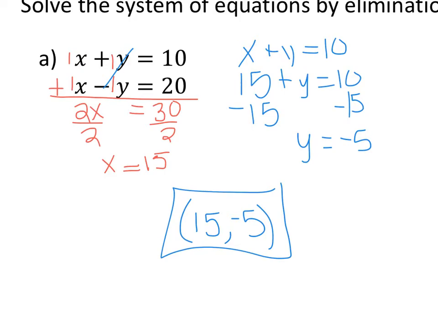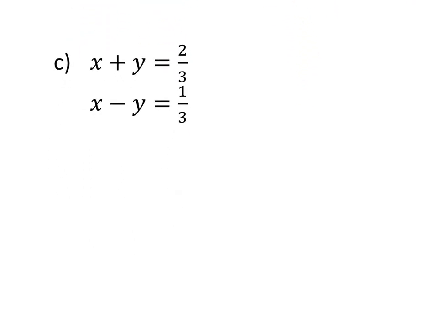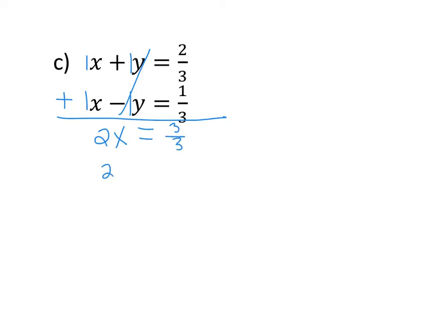Letter C. I wanted to do this one because it has some fractions in here. Okay, so let's investigate a little. I definitely have x's, y's, equals, and constants lined up. X and x have the same coefficient. Y's have opposite coefficients, which is what I like to see. So I'm going to add. 1x plus 1x is 2x. Positive 1y minus 1y cancels out. Bring down the equals. 2/3 plus 1/3 is 3/3, which equals 1. So I'm just going to rewrite this as 2x equals 1.